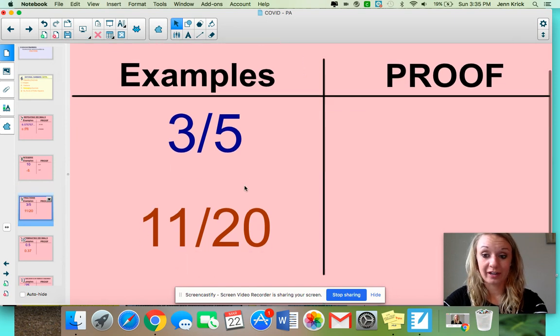Fractions are already fractions. So obviously they're rational. You can write them as a fraction because they're already like that. So you don't need to do anything to prove it.